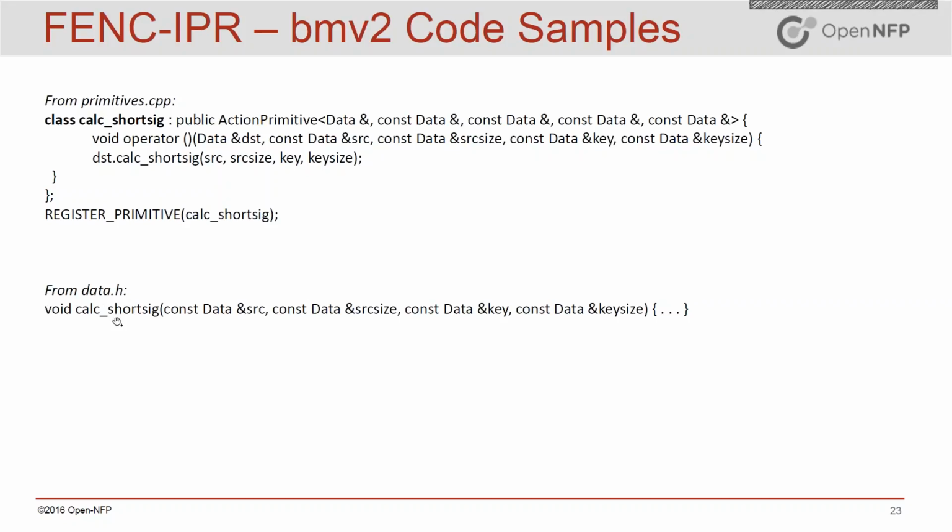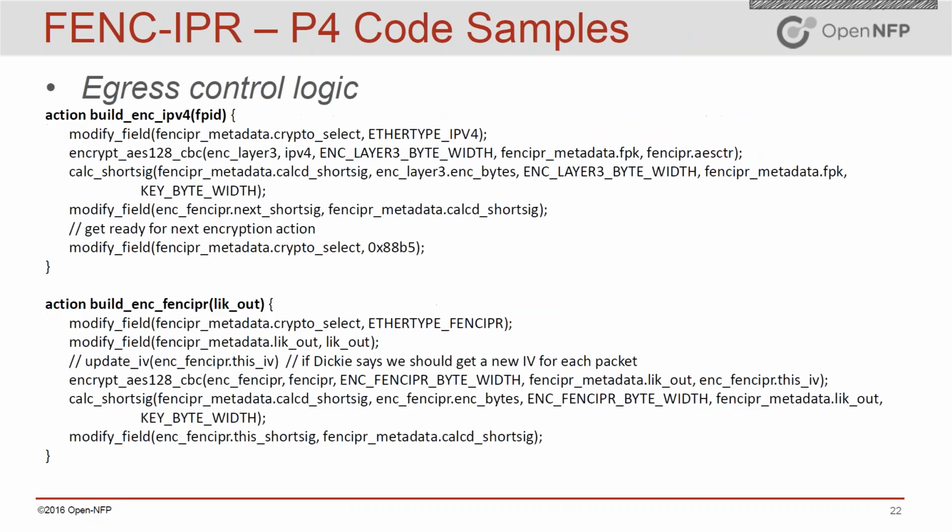It's in this data.h header file, and here's where it's defined with a source size, key size, and it goes through and does a SHA-256 calculation on the data that's provided in source, and then inside that code, which has a void return type, it actually populates that dest variable. And then there are similar code implementations for the encrypt AES-128, and then there's the decrypt AES-128 CBC, and so on.